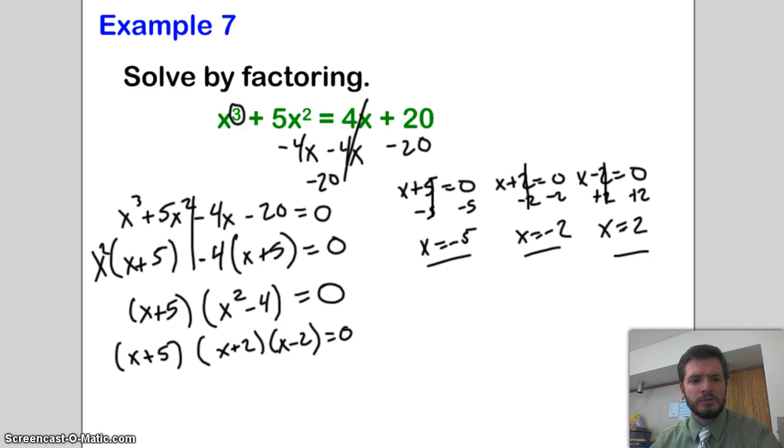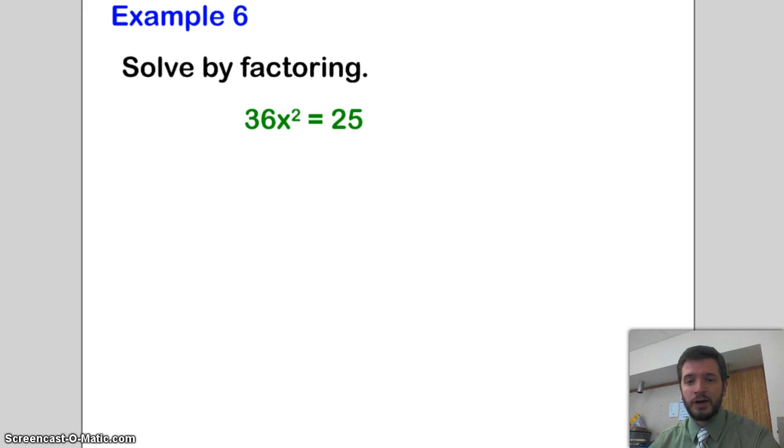Let's do some more practice with the difference of squares, and actually I meant to do this one first, but that's fine, it really doesn't matter. So here it says solve by factoring. Again, I just told you, notice example 6. Whoops. Okay, so again, each quadratic has to be equal to 0. So we're going to start by subtracting 25 from both sides. So this will be 36x squared minus 25 equals 0.